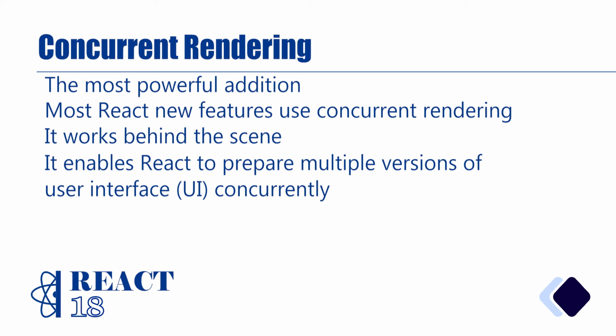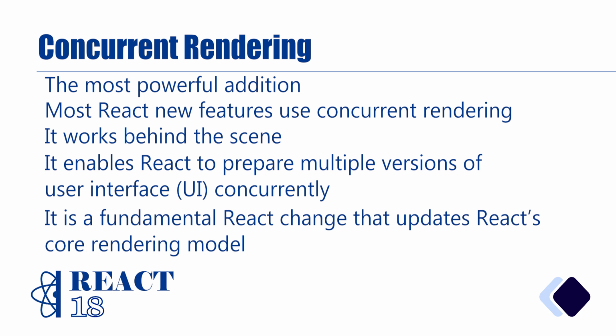That is, it prepares many versions of your UI at the same time. You can think of concurrency as an implementation detail, but it's more important than just an implementation detail. Concurrency is a functional React change that updates React's core rendering model. React handles complex techniques in its internal implementation like priority queues and multiple buffering.